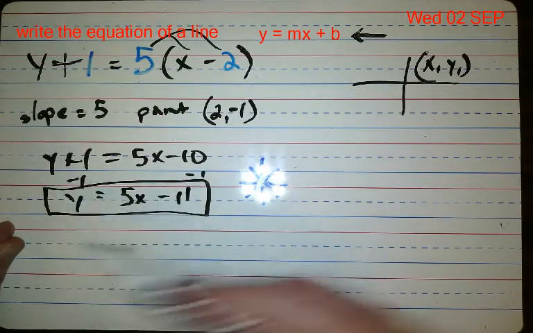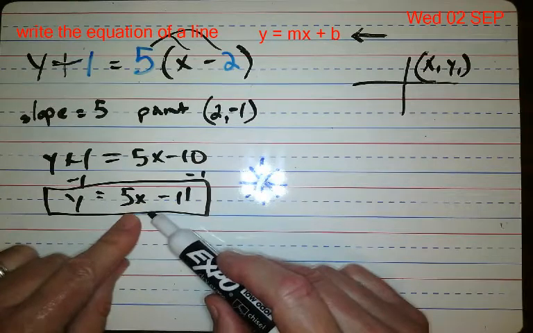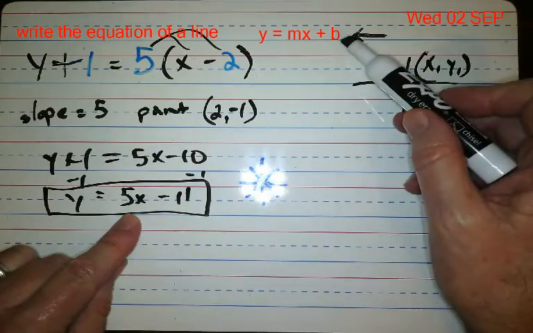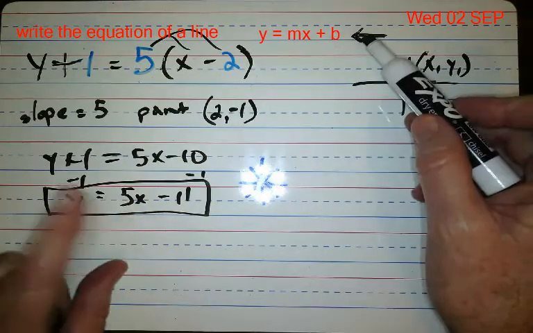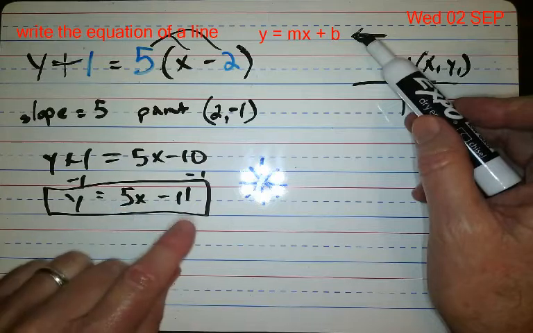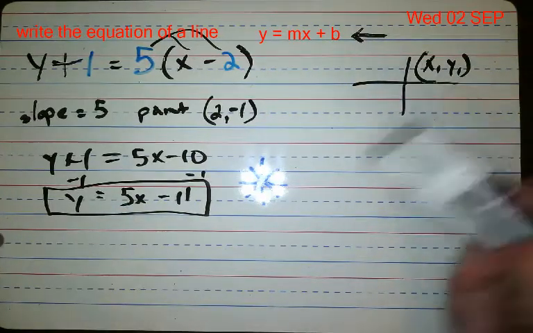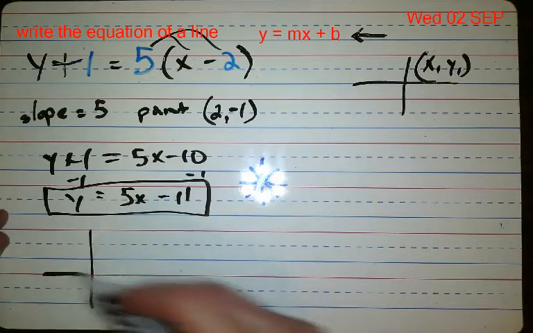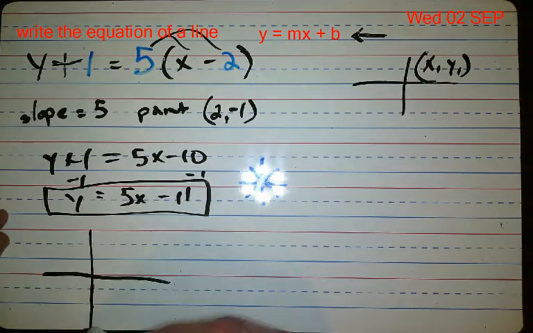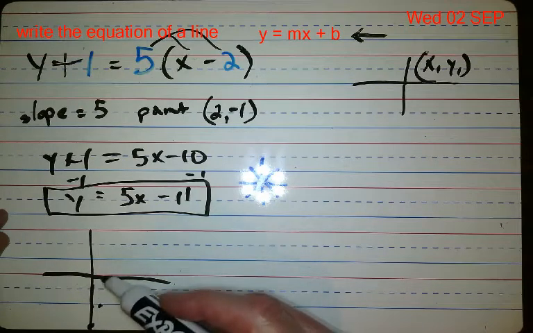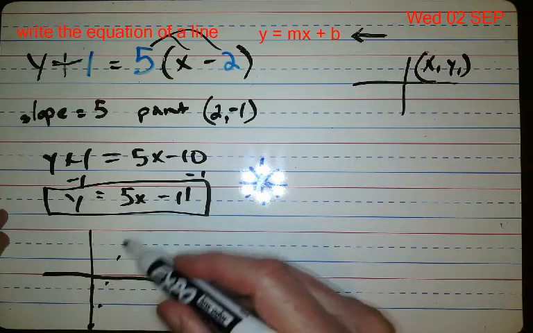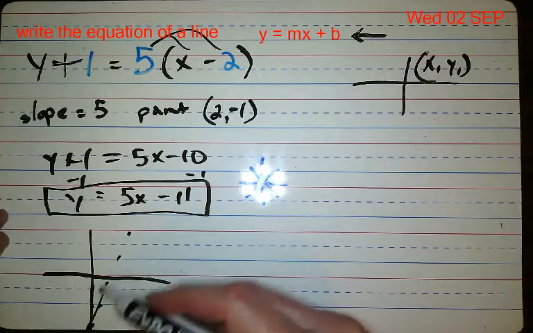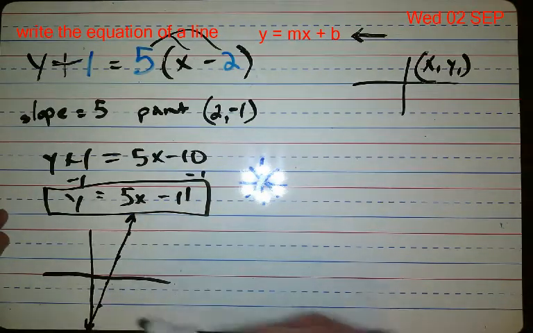Now, this is the equation. Look, that's what we wanted it to look like. mx plus b, m is 5, b is negative 11. What does that mean even? Well, that means that it starts way down here at negative 11, goes over 1, up 5, over 1, up 5, over 1, up 5, forever and ever.